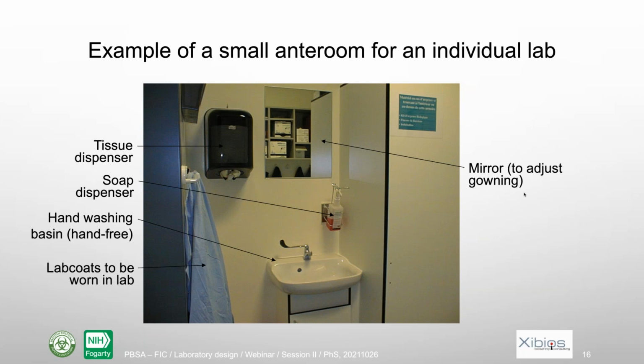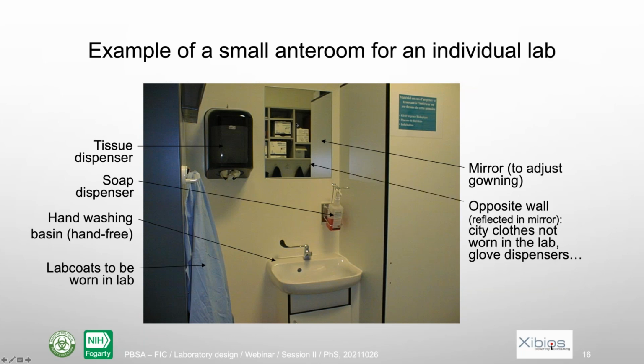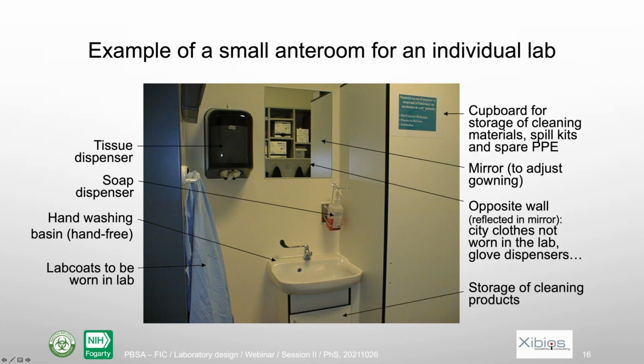Then you have the lab coats that are worn in the lab, so you have specific hooks for that. And then on the opposite wall, you can see in the corridor, you have some additional space for like gloves and so on, and also for lab coats or other clothes that are worn outside of the lab. And then finally, you have some storage, like for, in this case, for cleaning materials, spill kits, and so on.